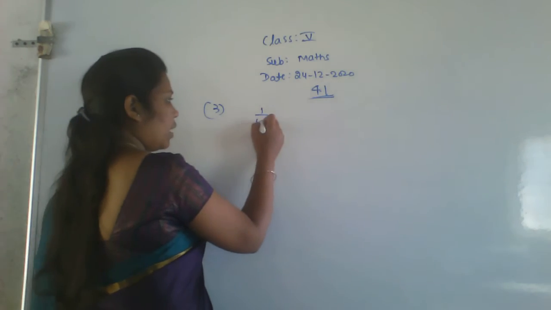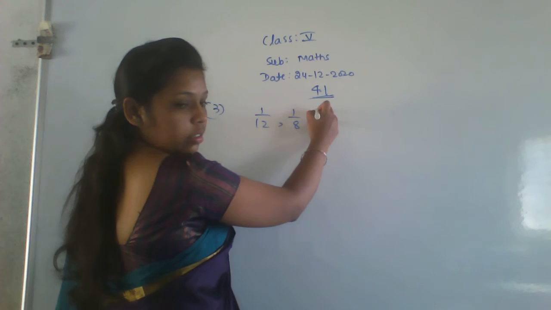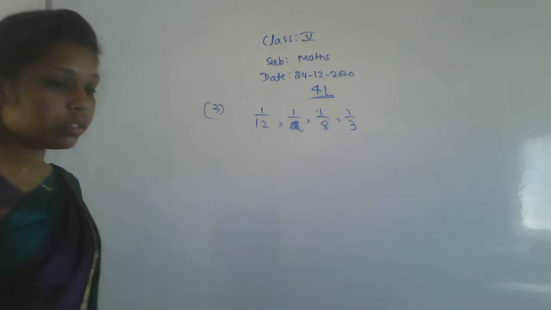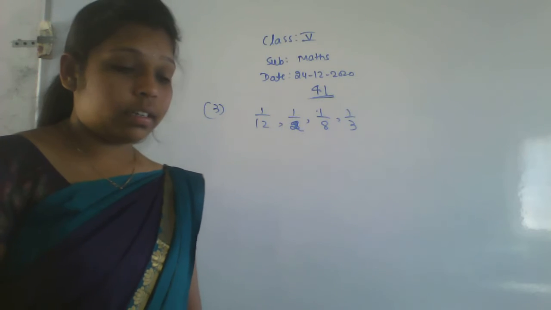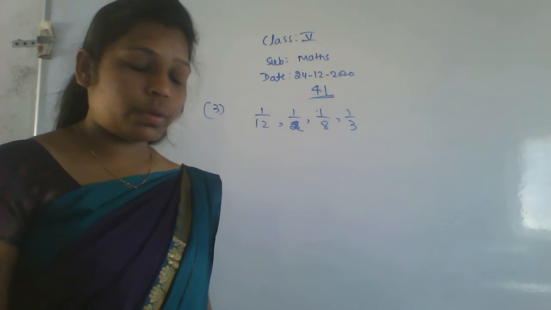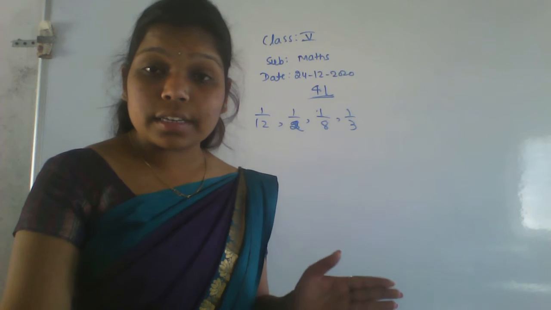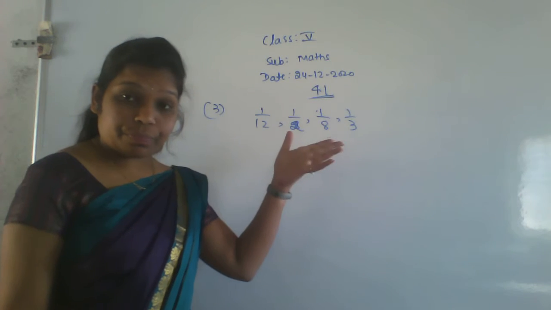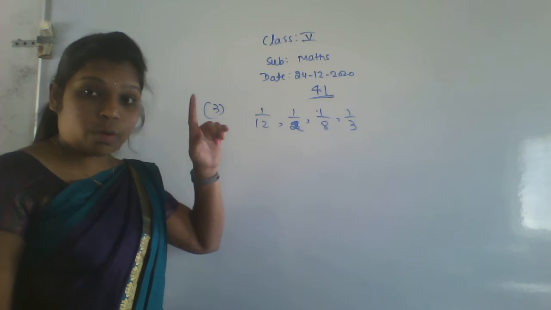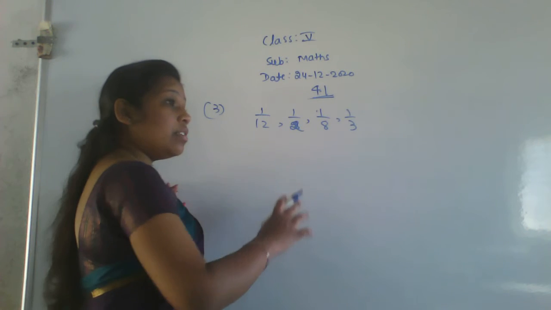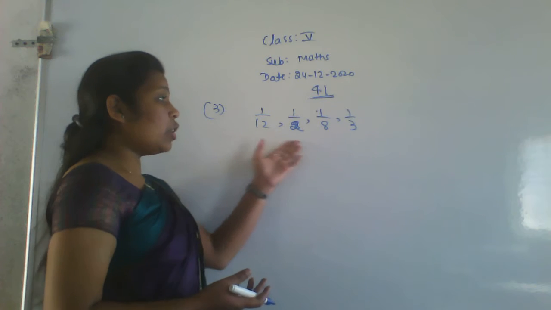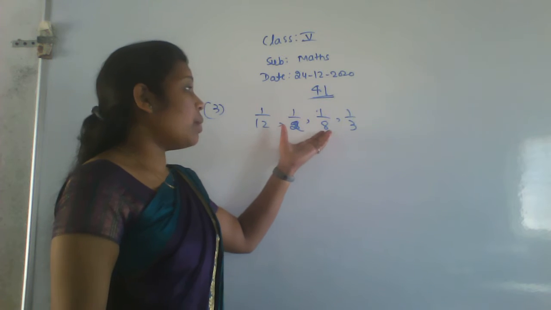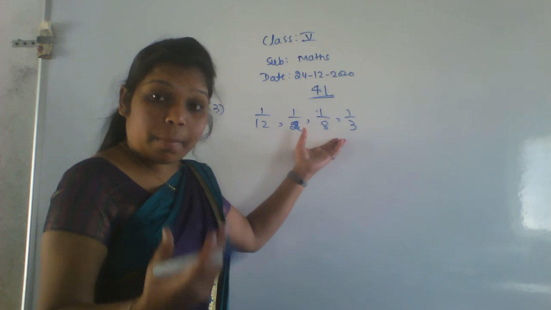First one is 1 by 2 and here 1 by 3, 1 by 8 and 1 by 12. You have to arrange these fractions in decreasing order, descending order. Descending order is nothing but what? It is biggest to smallest number you have to write here. So whenever the numerator value is the same, I told how to write that one, right? In the denominator, whichever number is greater, that fraction will become a very small value. Whichever number is smaller, that value will become a bigger value.